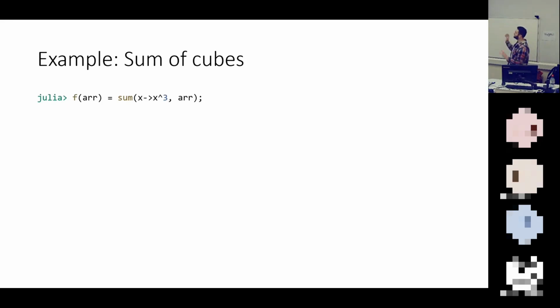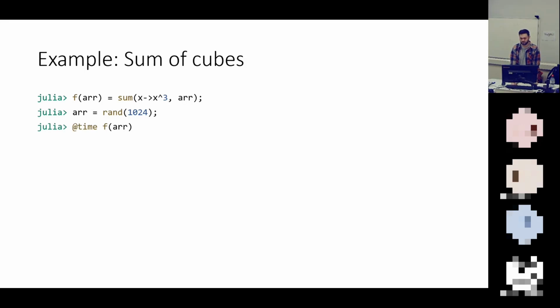So we'll give an example here. Let's just define a function that takes some input array, and what it will do is cube each element and add it all together. This is just a shorthand notation, but the sum function can take in what is called a lambda, an anonymous function, that will make it so you don't have to allocate another array for the cube and then sum that on its own.